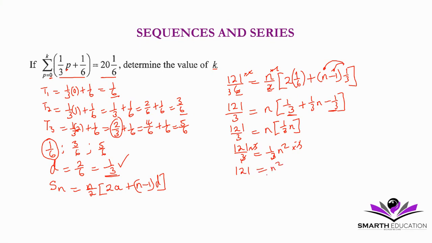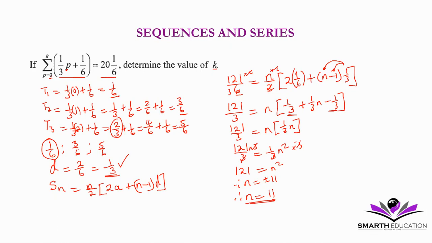And then we find n. Therefore, we can square root both sides or use the difference of two squares. So n is equal to positive or negative 11. But n cannot be a negative integer. It's always a positive integer because it's the number of terms. Therefore, n is equal to 11.